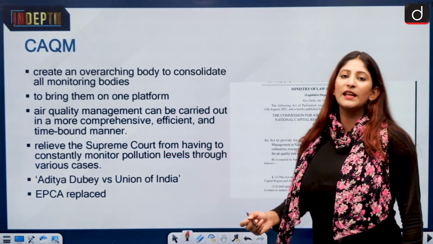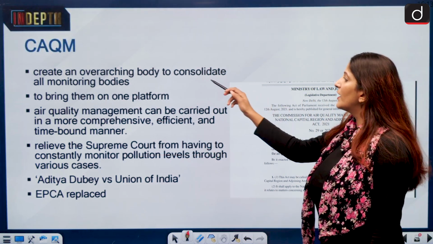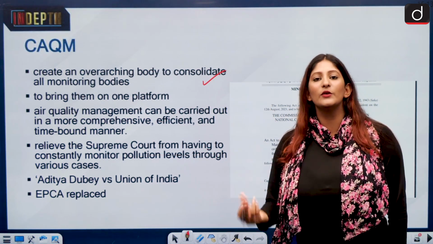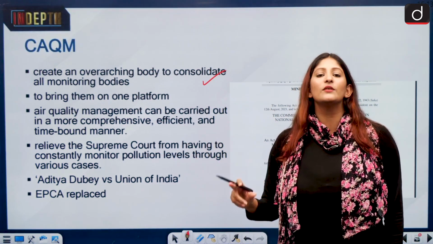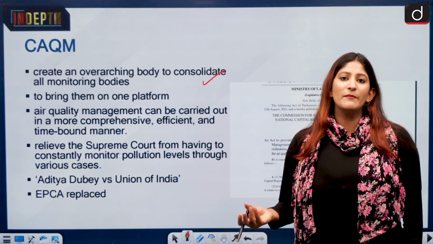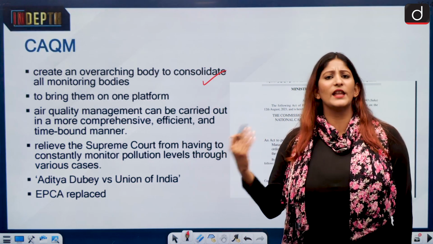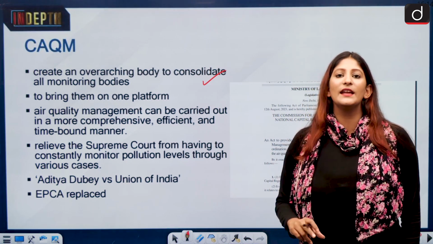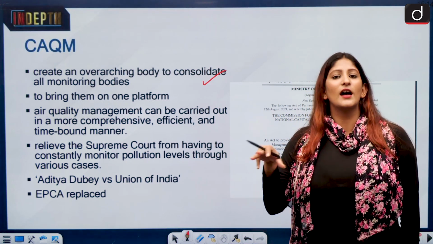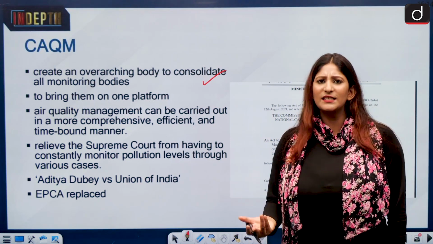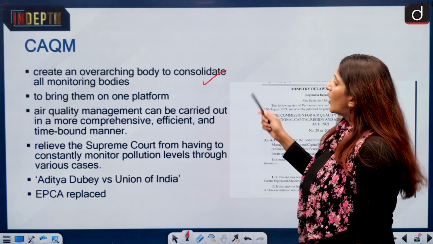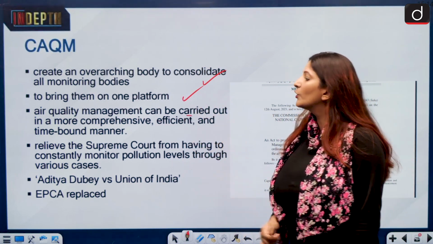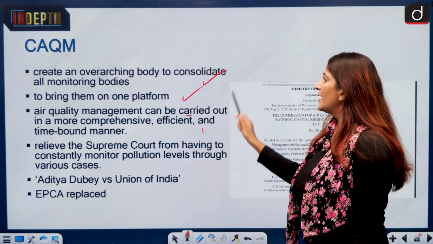Okay, let's talk about CAQM. CAQM is basically an overarching body to consolidate monitoring bodies, because earlier the pollution levels and pollution situation in different states which constitute the NCR region were being handled in a piecemeal manner by their state pollution control boards through their acts. But an umbrella body had to be made. Why? Because the situation that is plaguing the different states of Rajasthan, Haryana, Uttar Pradesh and Delhi is the same. So why not create one single body? Now, in order to do that, a platform had to be built. Air quality management can be carried out in a more comprehensive, efficient and time-bound manner by CAQM.